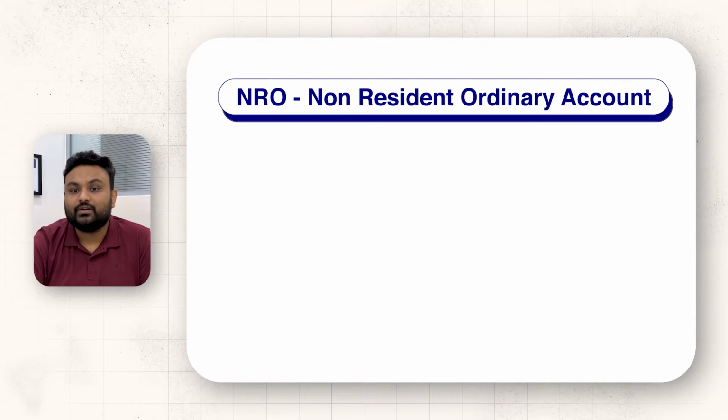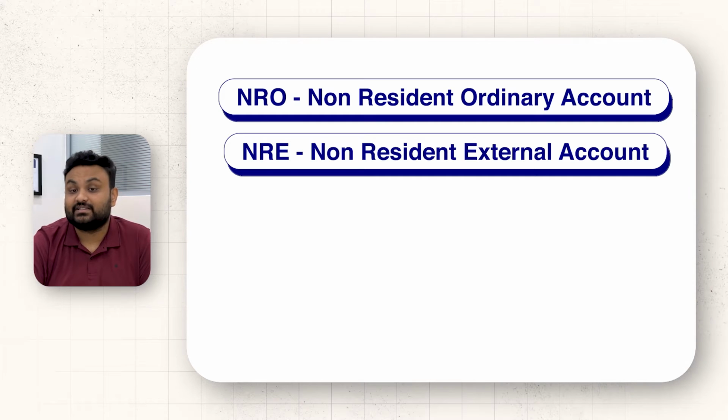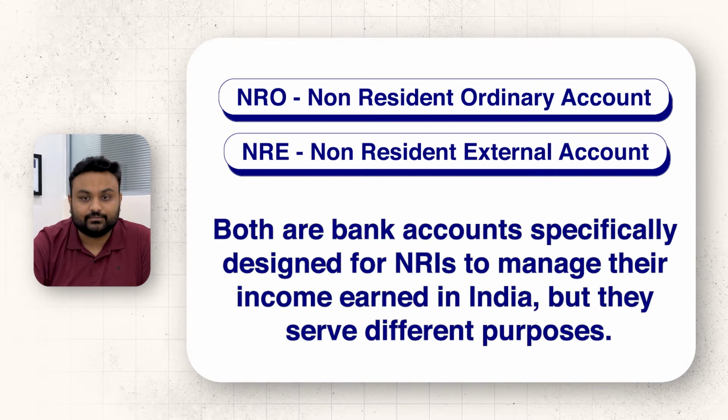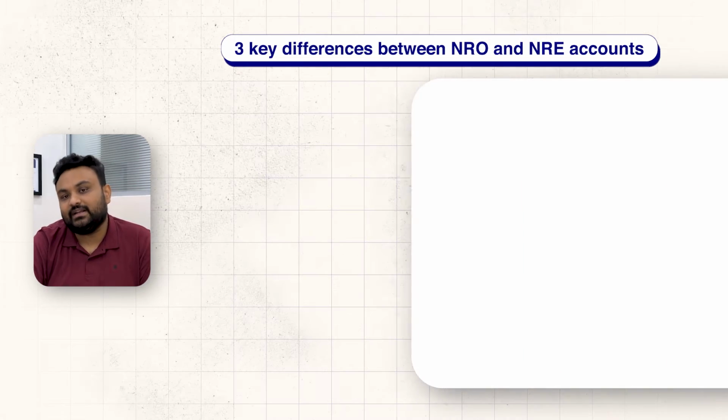First things first, let's understand what are NRO and NRE accounts. NRO stands for Non-Resident Ordinary Account, while NRE stands for Non-Resident External Account. Both are bank accounts specifically designed for NRIs to manage their income earned in India, but they serve very different purposes. Let's break down the three key differences between NRO and NRE accounts.